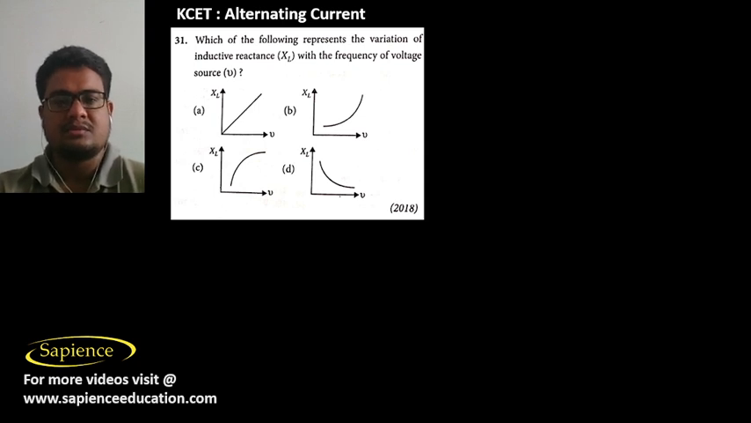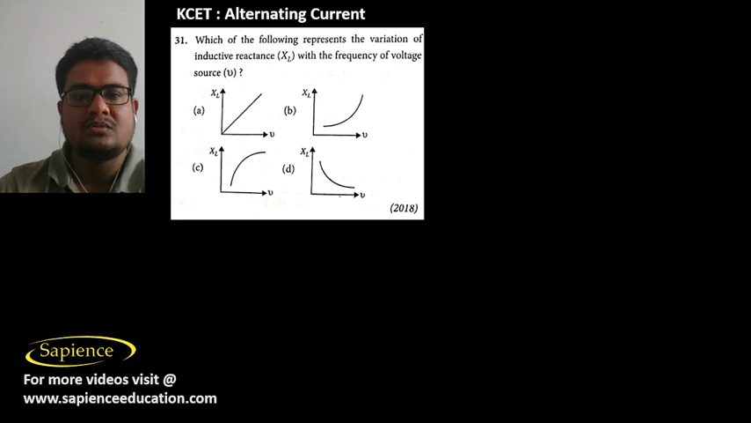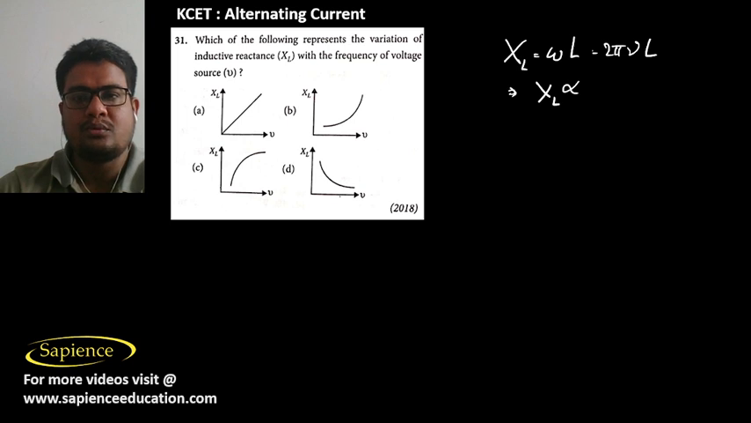So here we shall start from question number 30. It's asked which of the following represents the variation of inductive reactance with frequency. We know that the inductive reactance is omega L, which is 2 pi into nu into L. Therefore, inductive reactance is directly proportional to the frequency. That means the graph will be a straight line passing through the origin. So option A is the correct one.